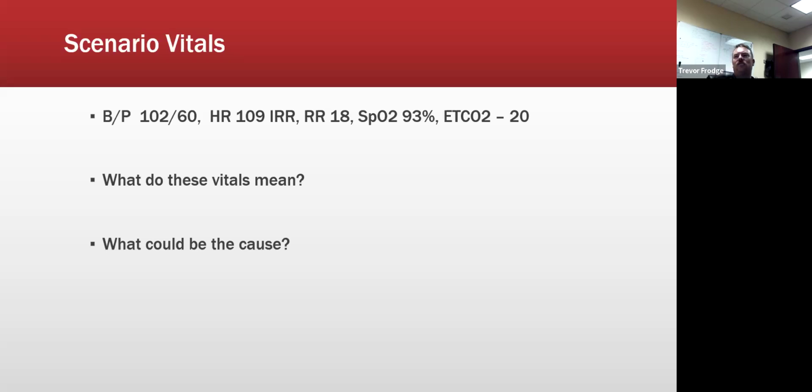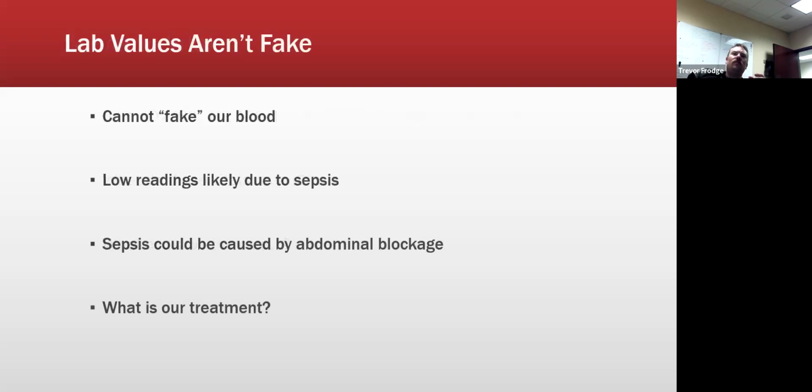So that tells me that this is a shock patient until proven otherwise. So she could be bleeding out, or we could take a temp. But now I'm starting to think either a hypovolemic shock patient or a sepsis shock patient, and both get treated very similarly. But even though this was a bad labs run, this is a septic shock patient. So again, we can't fake our blood. When we have low readings, low potassium, when we have low CAPNO values, it's likely due to sepsis.